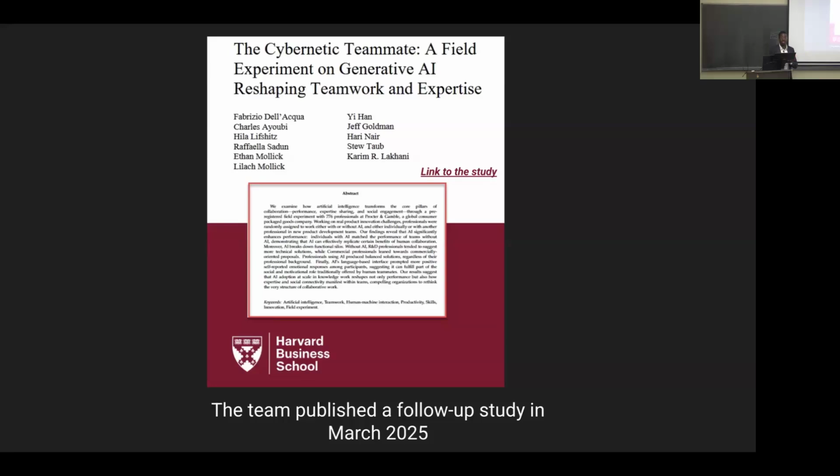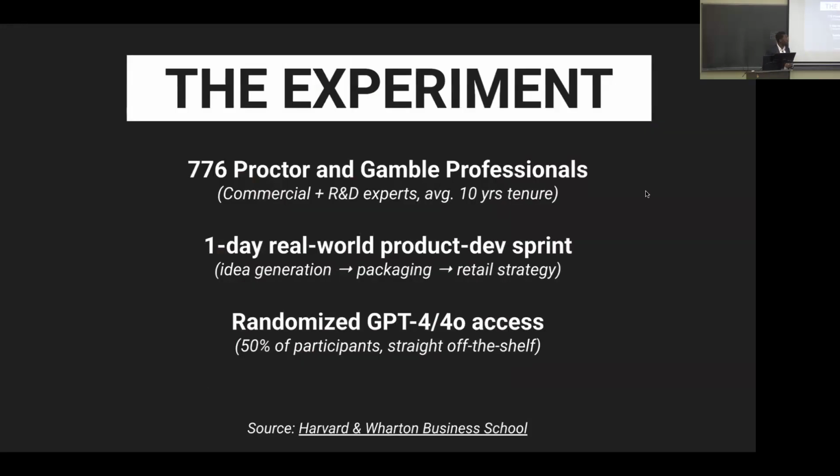And really, they were asking the question of how does AI function on a team versus how does AI function when I'm using it as an individual? And it'll kind of get to that question of what does it mean to integrate AI into a team? So here's this experiment. They took 776 Procter & Gamble professionals, and they were split evenly between what they called commercial experts and R&D experts. So the commercial experts all had 10 years or more of time in the commercial, and the R&D experts, I guess it was on average, not 10 years or more, but had 10 years on average of R&D experience.